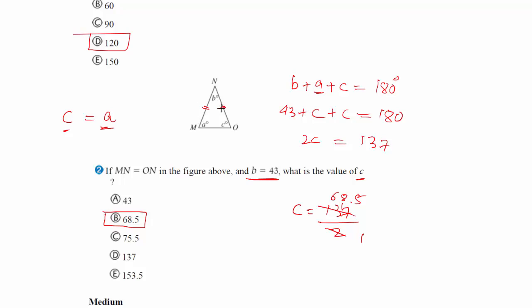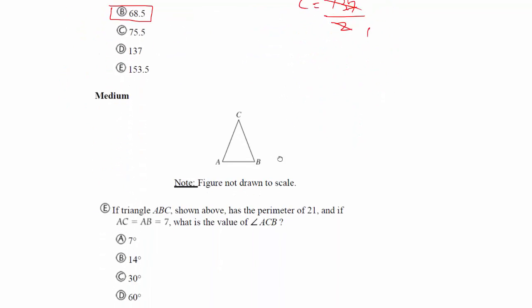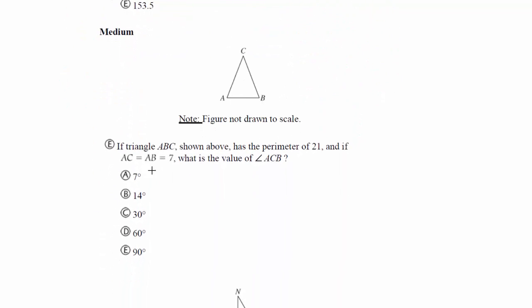So if you have two sides equal, that means you mark the angles opposite to them as equal as well. Now let us see the medium level. In a triangle ABC shown above, it has a perimeter of 21. That means AB plus BC plus CA is equal to 21.